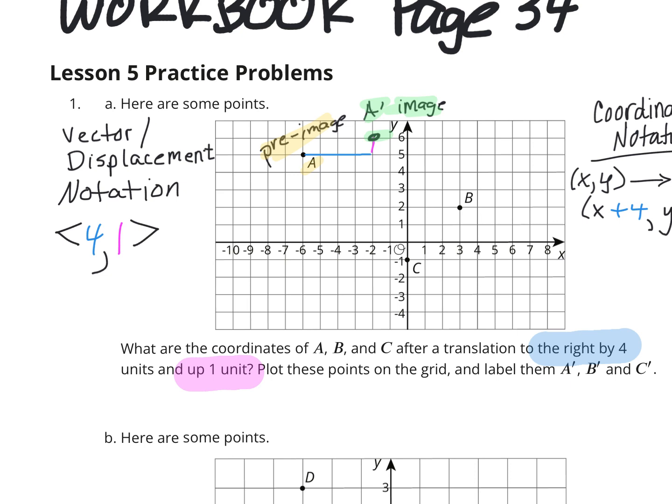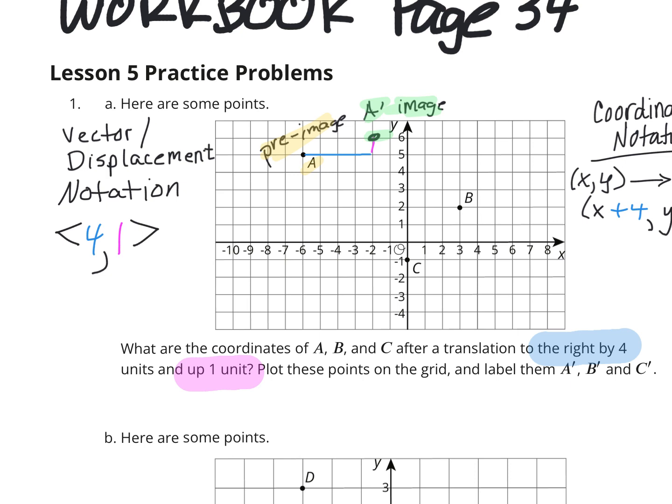And again, since it's a positive 4 where the x coordinate would go in the front, positive means you're going to the right, right? So you're going to the right 4. And then again, because up is represented by a positive number, the y coordinate is that positive 1. So that is where the vector notation comes from.